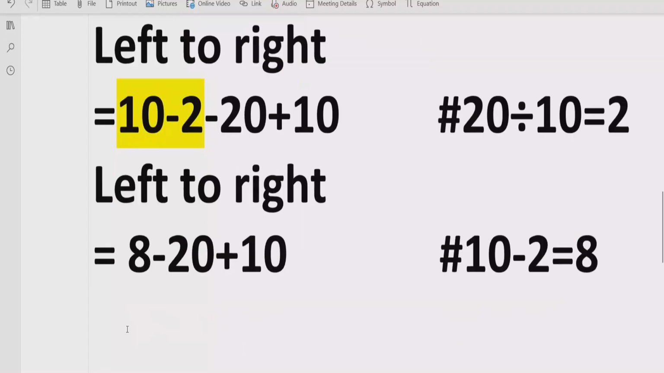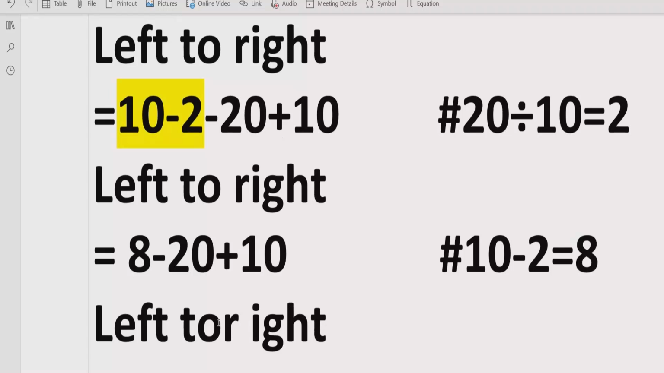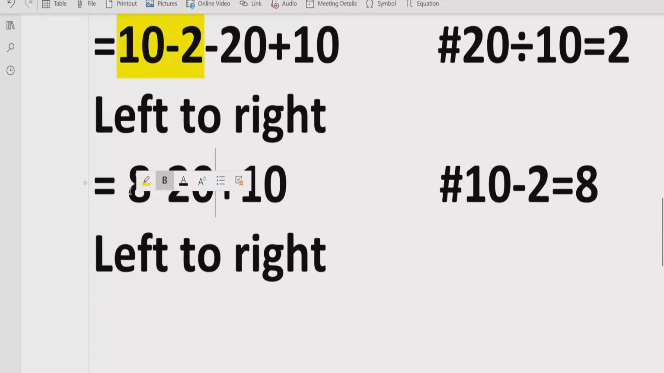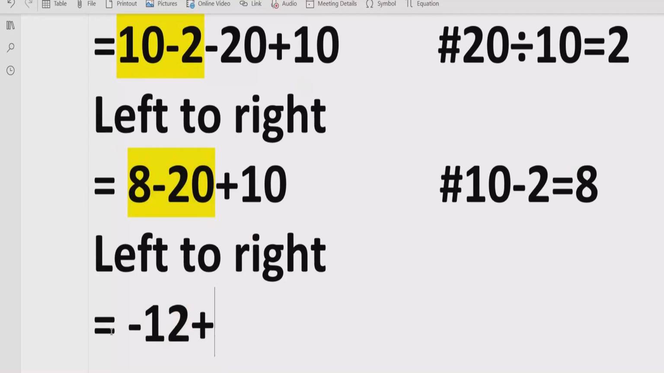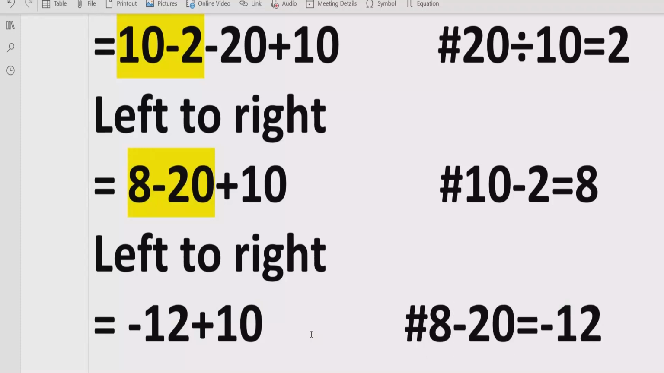Now move forward. Again, we have to go left to right and find out which is coming first. So now we have 8 minus 20. So now we have 8 minus 20 equals minus 12. Why minus? Because we have the minus sign with the larger number, which is minus 20. So that's why we will write minus. But the numbers have opposite signs, so we have to subtract these two numbers. So here we have 8 minus 20 equals minus 12.